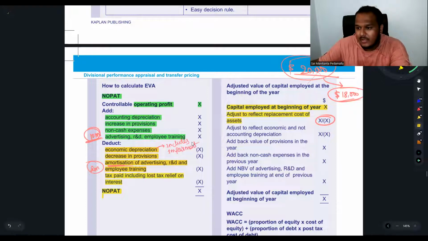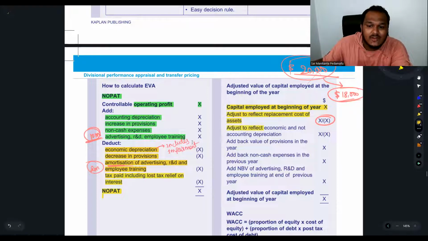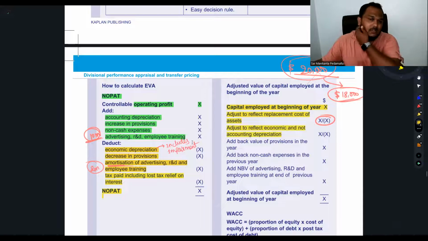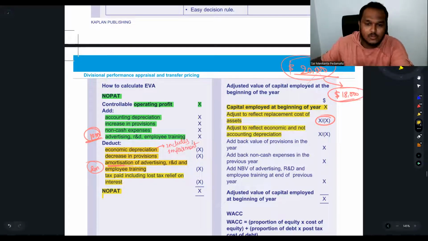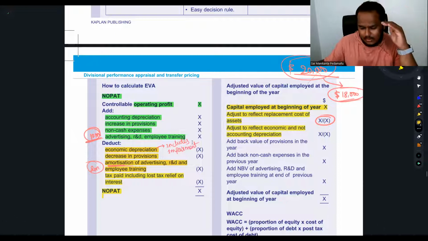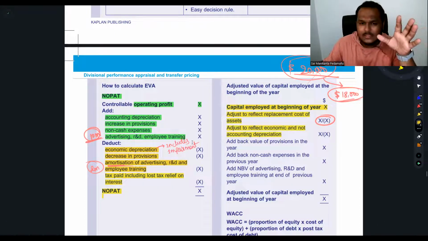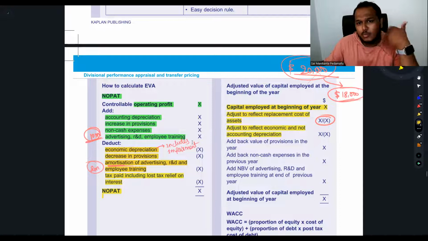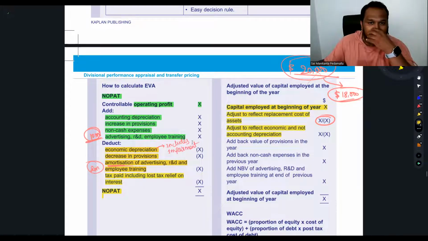Similarly, second one, adjust to reflect economic and not accounting depreciation. Sir, already I explained it. Same here. The similar thing you have to adjust on the capital employed portion also, depreciation related. Subtract the economic depreciation. Take the cost of the asset, add the book depreciation back, and then subtract the actual economic depreciation to get the carrying amount of assets.